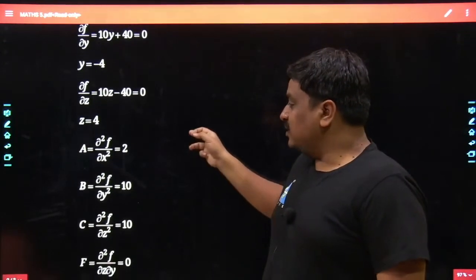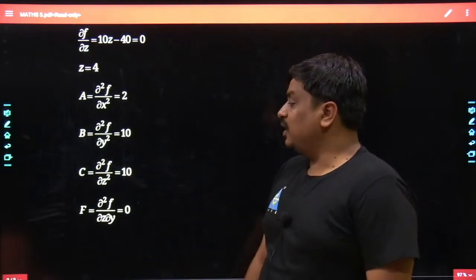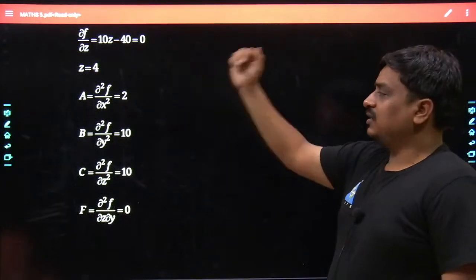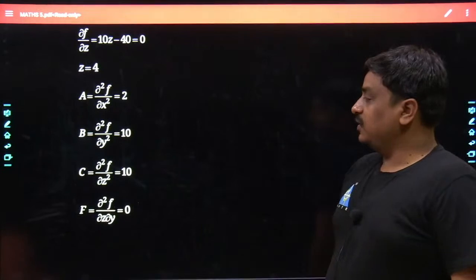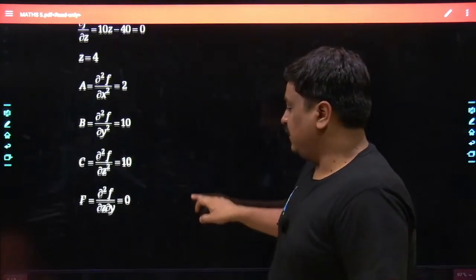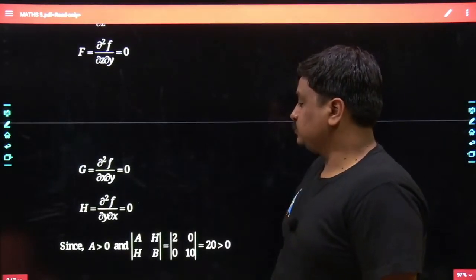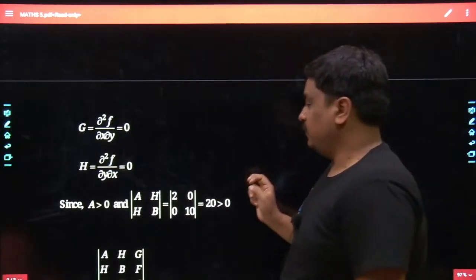And now if you have 3 independent variables involved with this function, you also have to get the values of a, b, c, d. What used to be the value of a, b, c, d? That is clearly written over here. There is the partial differentiation of f with respect to x twice, partial differentiation of f with respect to y twice. Similarly go c and f, g as well as h. Agreed?